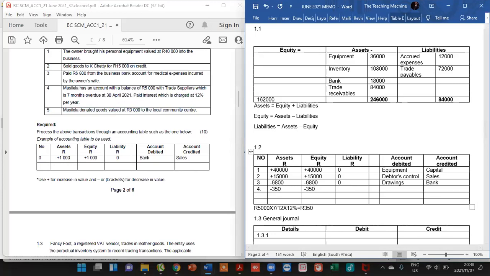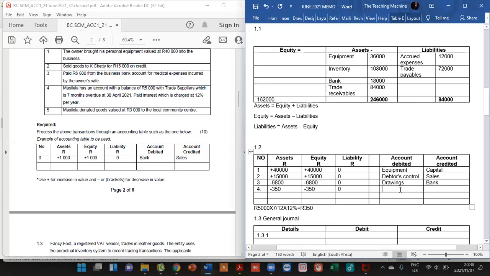and minus 350 under equity. Why do I say under equity? Because we have an account called interest expense. What type of account is interest expense? It's an expense account. So remember that all expenses affect equity. We have 4 accounts under equity: capital, drawings, income, expenses. Any effect under liabilities, it's a 0.